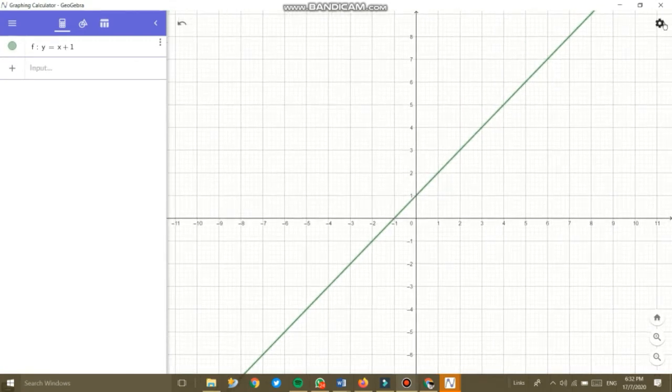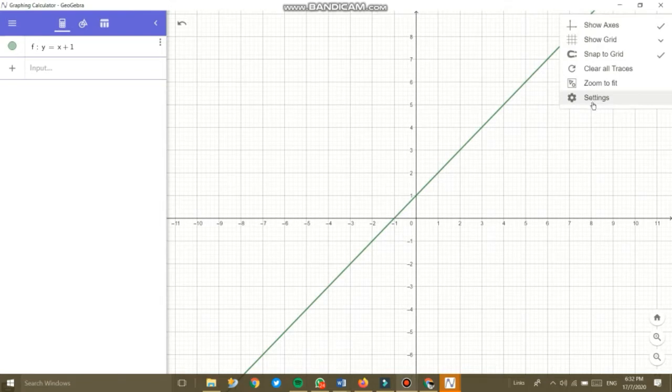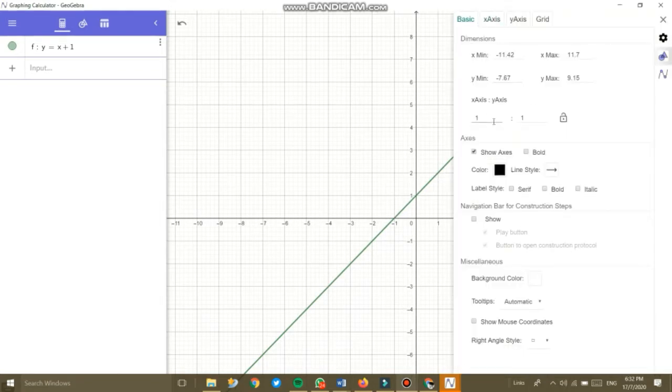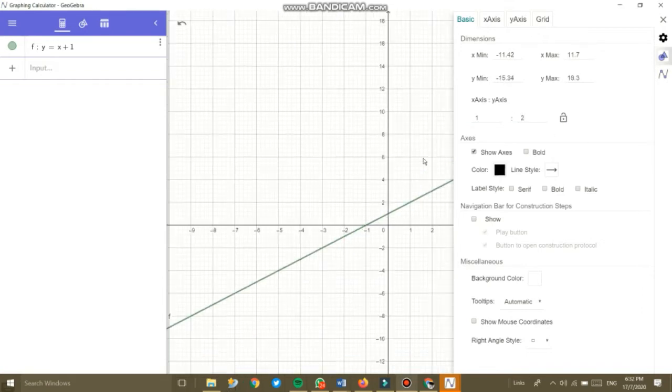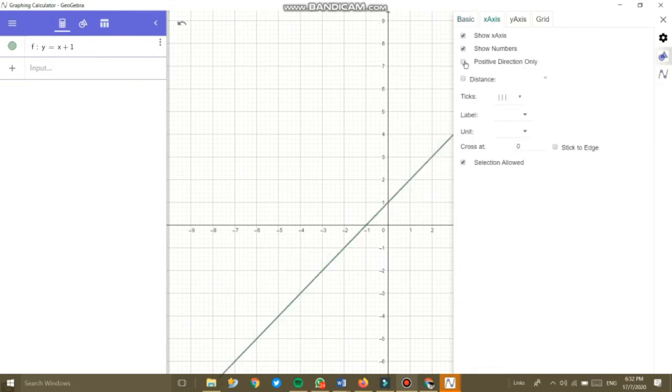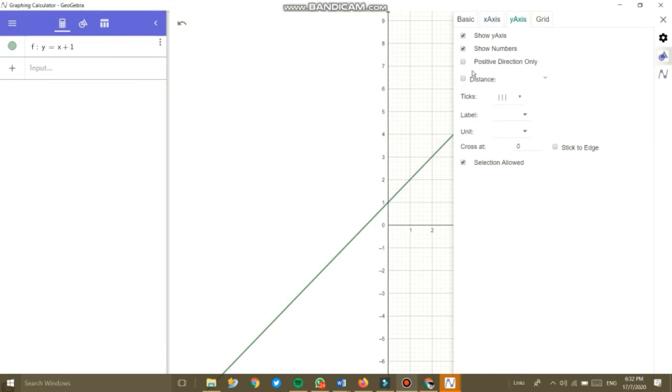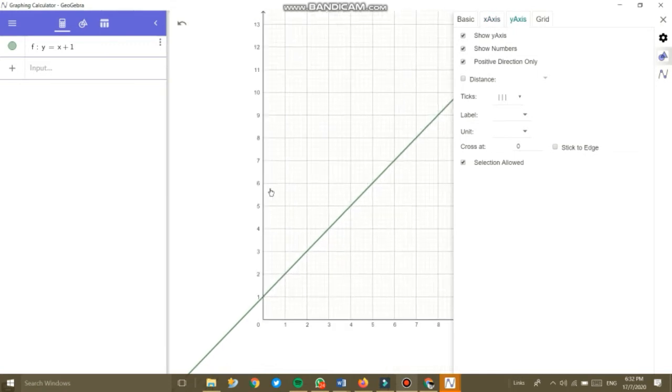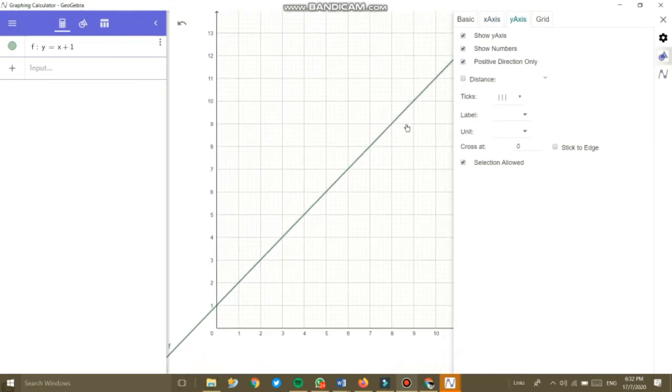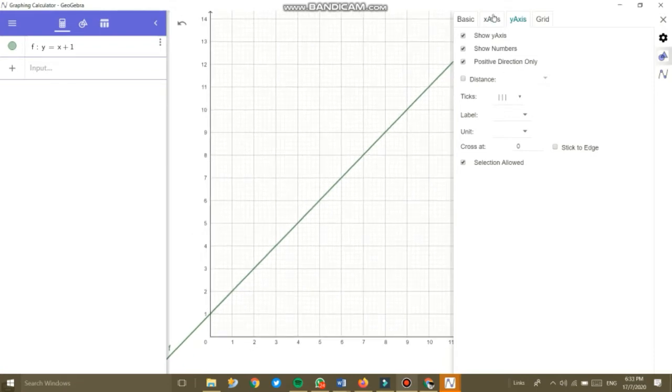First of all, you can change the ratio of the graph however you want. For example, if you want 1 to 2, then it will change. And then you can also view the positive direction only, so it will appear like this, especially for students if they want to print the graph.